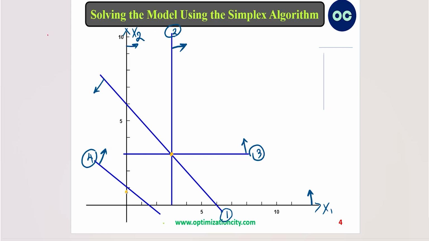And the optimal solution is this point. What is this point? This point is 3 and 3, and Z star is equal to 24. So we have only one point in the feasible region, so that point is the optimal solution.